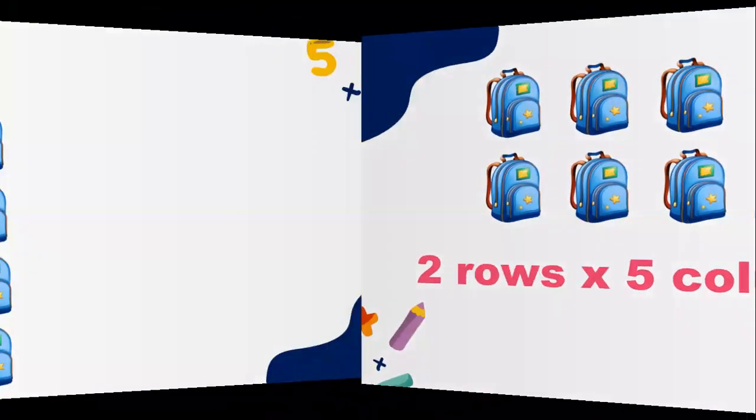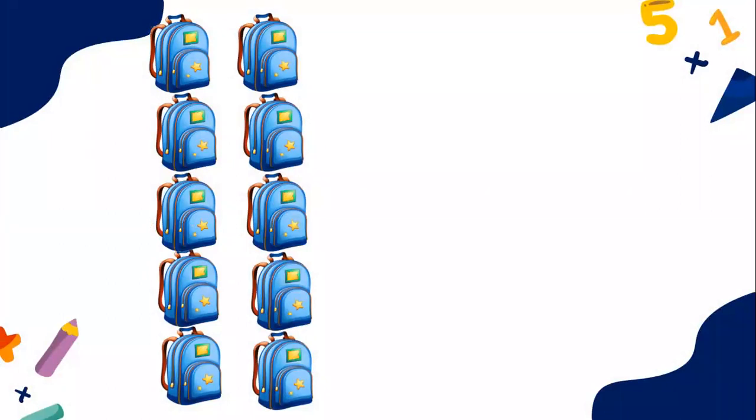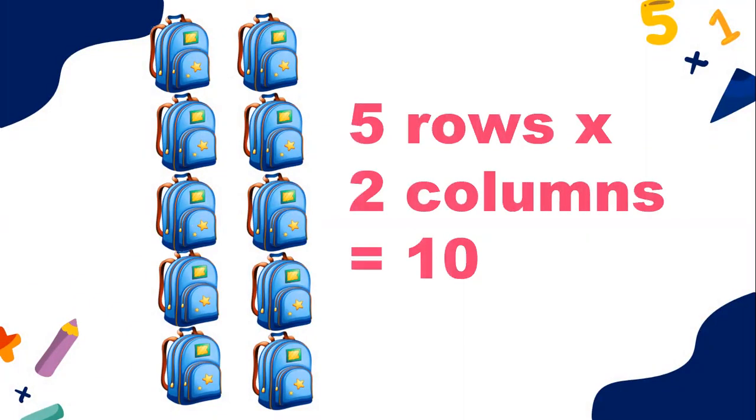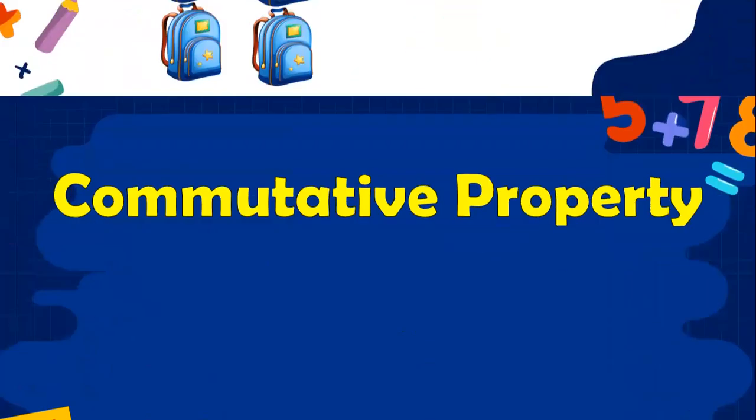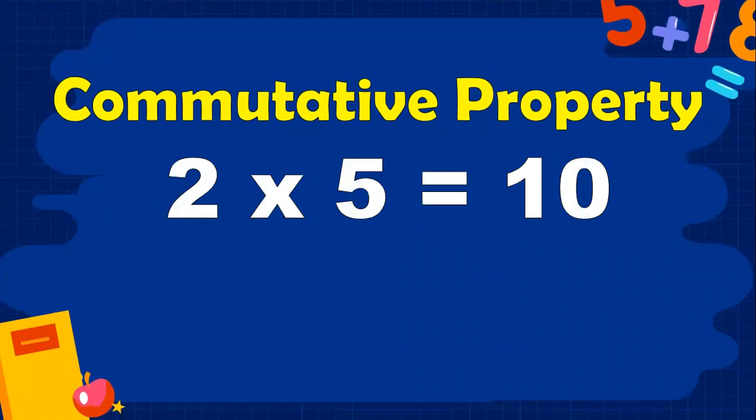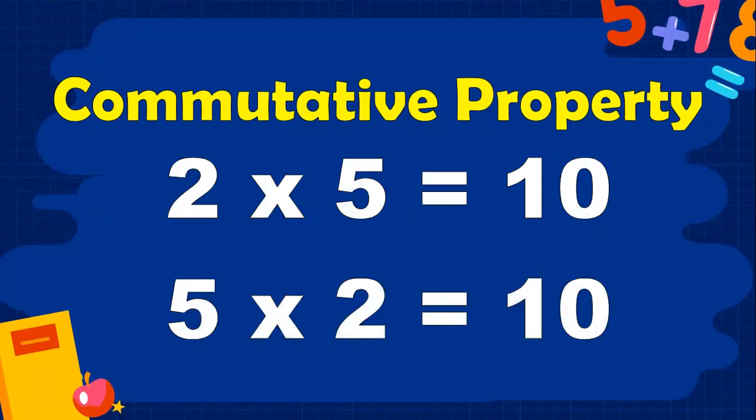Now, we're going to arrange them in 5 rows times 2 columns. That is, 5 times 2 is equal to 10. The order of the factors was changed, but the products remained the same. This is commutative or the order property of multiplication. We have 2 times 5 is equal to 10 and 5 times 2 is equal to 10. Again, this is commutative property or the order property of multiplication.